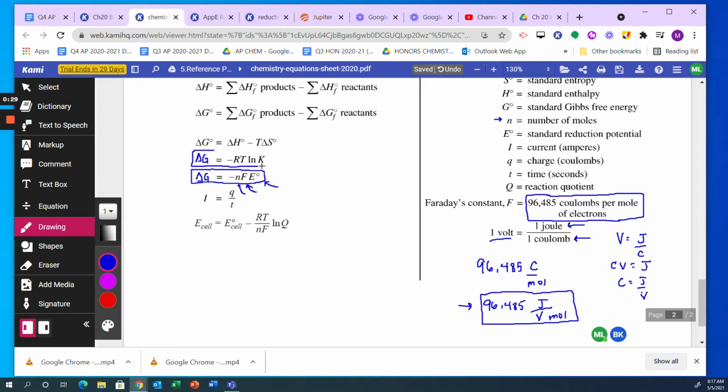Once you find the delta G, you can get the K equilibrium from there. Remembering that K equilibrium equals the amount of products over reactants. Very simple. Once you get delta G, you just plug it into this equation and solve for K. That's it. Very simple. So let's try a problem.